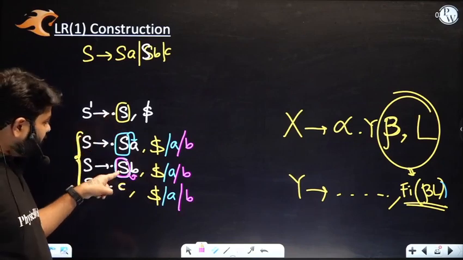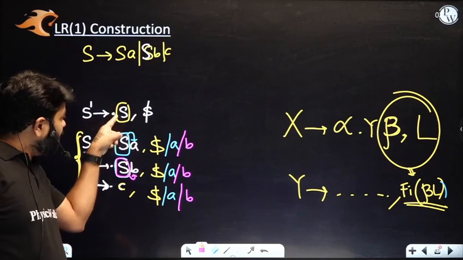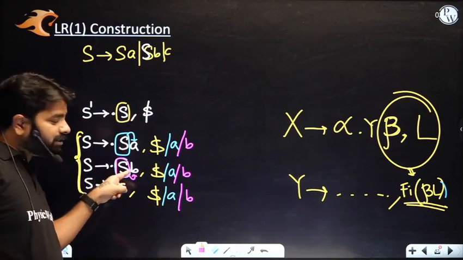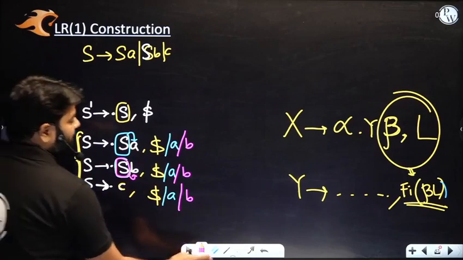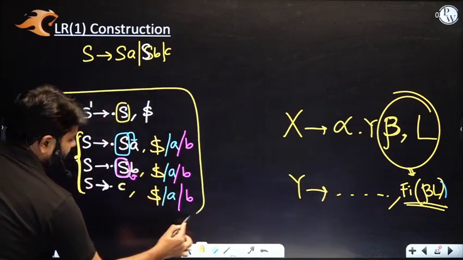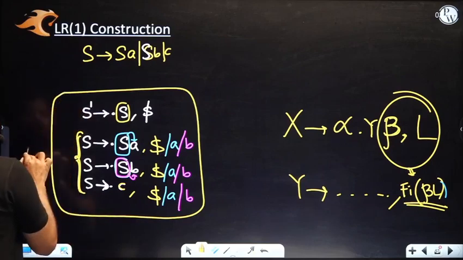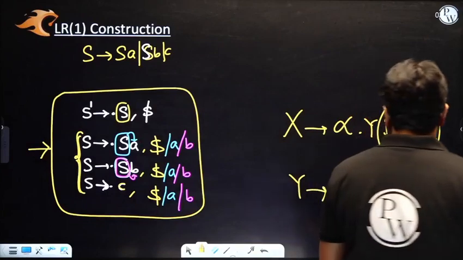There are three S. All the three S are having different lookaheads: after S dollar, after S A, after S B. That's why dollar, A, B is maintained for these three S. So this is the initial state. If you have understood this initial state, then everything else is easy for you.